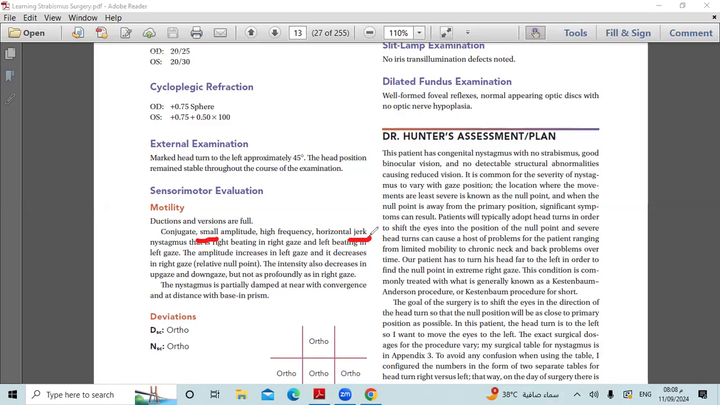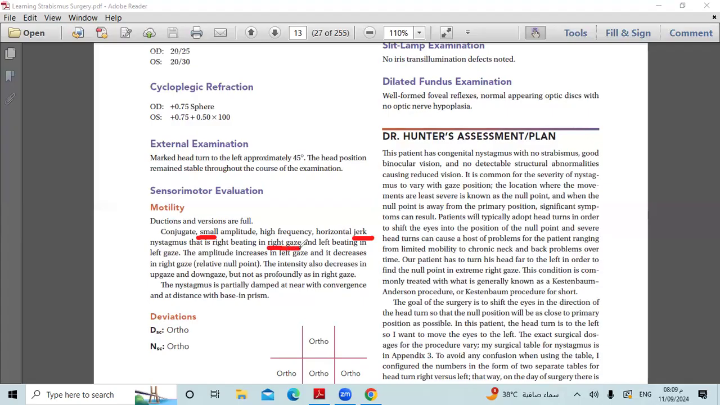Jerk means that there is a fast and slow phase of nystagmus, and in pendular, the fast and slow phases are equal. There is no slow or fast phase in the pendular type of nystagmus. And in nystagmus, when we say right nystagmus, we mean that the fast phase of this nystagmus is in the right gaze.